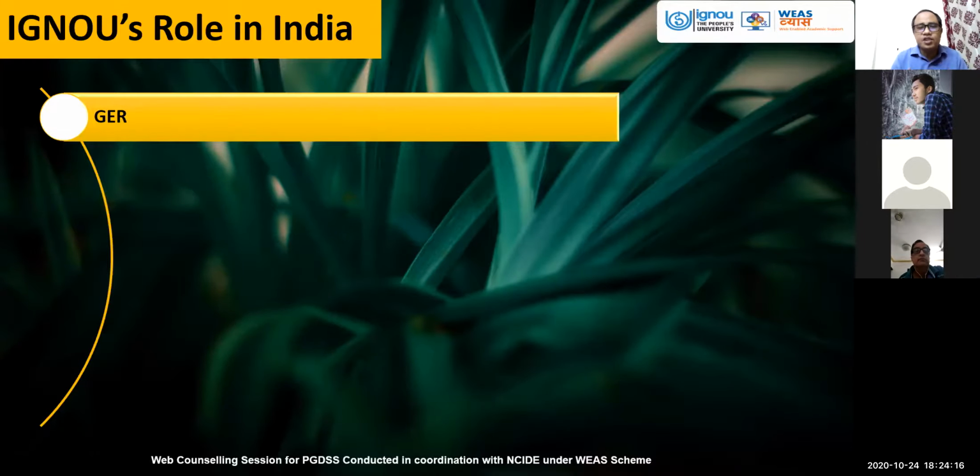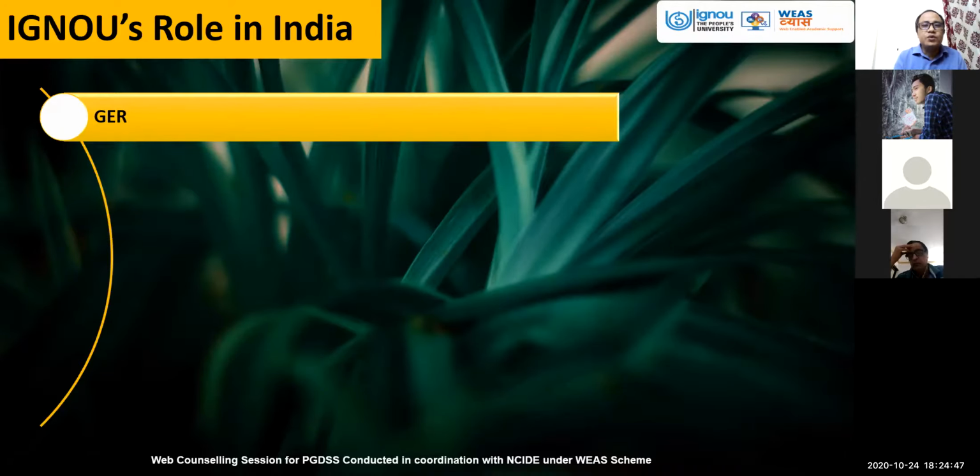Then, what is IGNOU's role? I just want to emphasize that to achieve all these things, we need an integrated approach. And if you look into it, education is one of the keys. Conventional education systems alone will not be able to achieve this, but to give those important messages, to diffuse and infuse them into different sections of society.